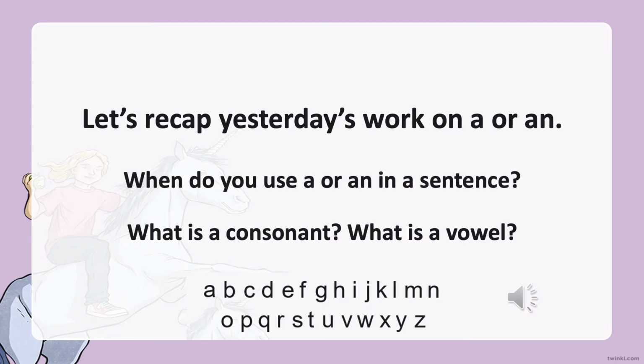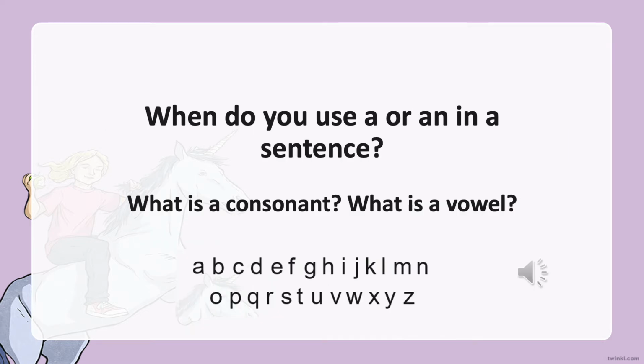Let's recap from yesterday's work on a or an. When do you use a or an in a sentence? Do you remember what a consonant is? Can you remember what a vowel is? When do you use a or an in a sentence? Think for a minute. What is a consonant? What is a vowel? How are they different?